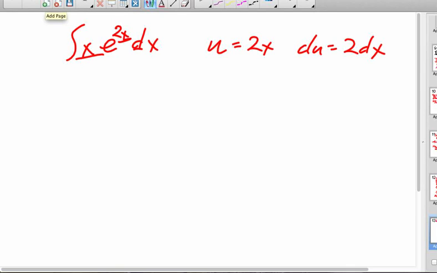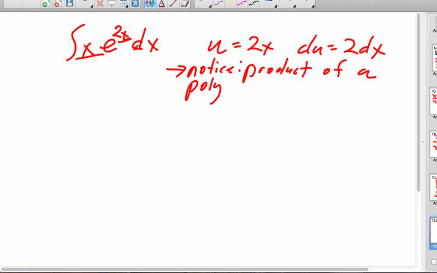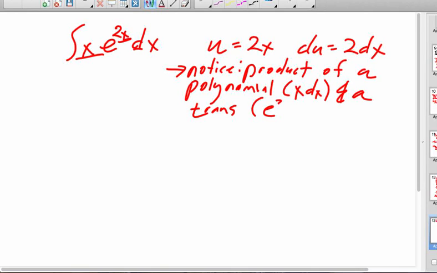Also, notice this is a product of a polynomial, which is x dx, and a transcendental, which is our e to the 2x. And these are usually really good candidates for doing this.